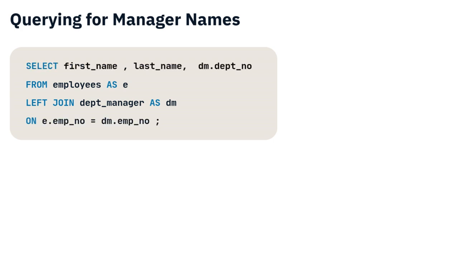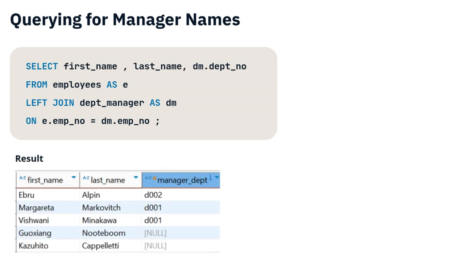Finally, we select the columns we want to extract. In the end, we get all employees with their department numbers if they have been managers. If not, the department shows null, making it easy to spot those who have never managed. Here is the result of the query, simple and effective.